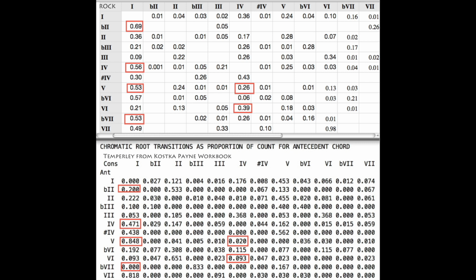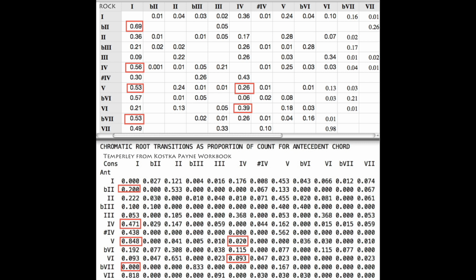Look at subdominant in the rock and roll chart. It goes to tonic 56% of the time. So it's more prevalent going to tonic than 5 is. A puzzling statistic occurs with flat 2 to 1. It goes to 1 69% of the time. This is a kind of Phrygian progression.